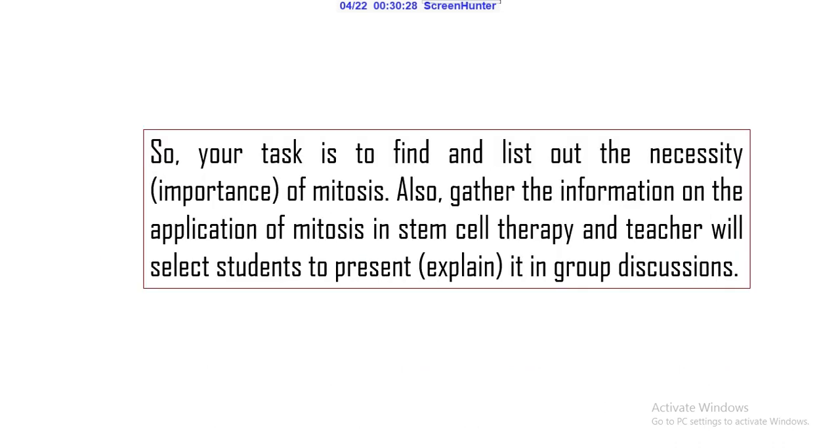So, your task is to find and list out the necessity or the importance of mitosis. Also, gather information on the application of mitosis in stem cell therapy, meaning that you need to gather information on stem cell therapy and how it is related to mitosis, and we will discuss it in group, where I will select a few students to explain and present it. So that's all.